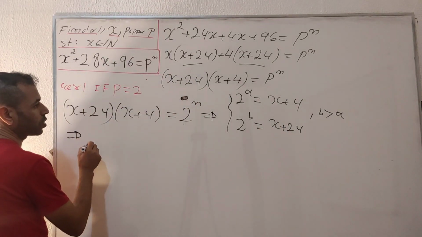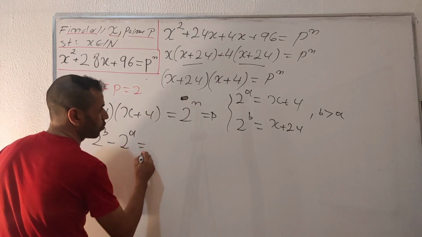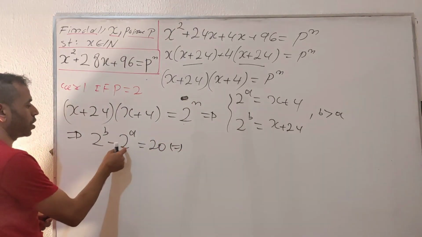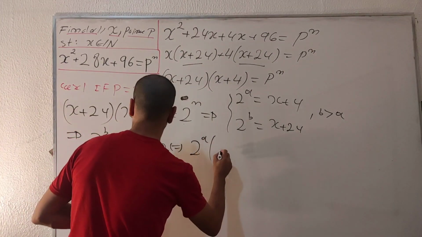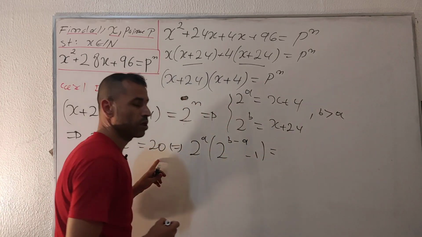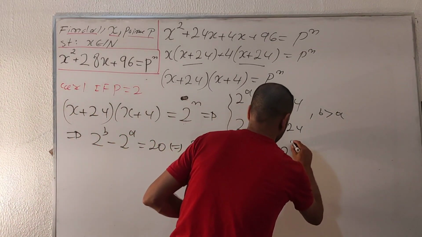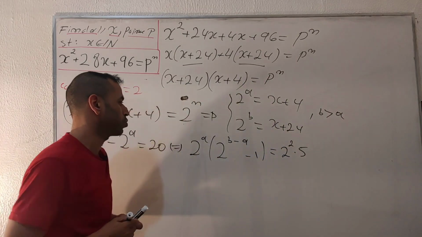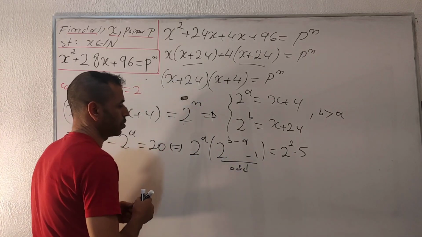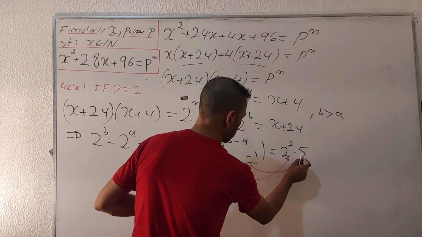As I'm doing that, I get 2 to the b minus 2 to the a equals 24 minus 4, which is 20. Then taking 2 to the a as a common factor, I get 2 to the a factor 2 to the b minus a minus number 1, which equals 20. 20 is the same as 4 multiplied by 5. In other words, we have 2 squared multiplied by 5. So we know this term is odd and this one is even, which means this one is taking this one and this one is taking this one.